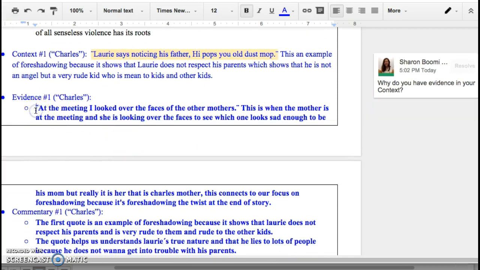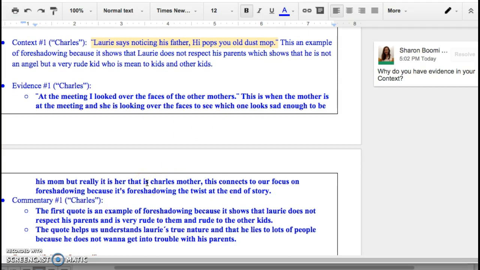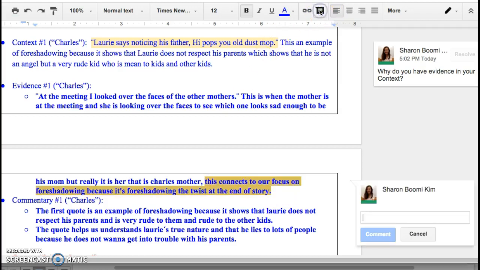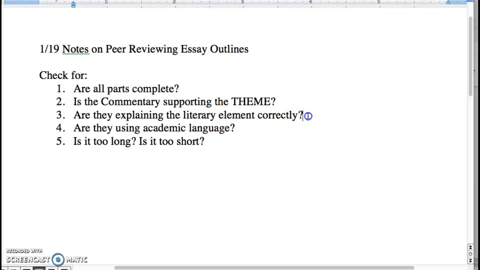And then it seems they have another piece of evidence here. "At the meeting, I looked over the faces of the other mothers." This is when the mother is at the meeting and she's looking over the faces to see which one looks sad enough to be his mom. But really, it is her that is Charles's mother. This connects to our focus on foreshadowing because it's foreshadowing the twist at the end of the story. Okay, so we've got a pretty clear explanation here. So let them know that they're doing a good job with that because we want to be making sure that they're explaining the literary element correctly.